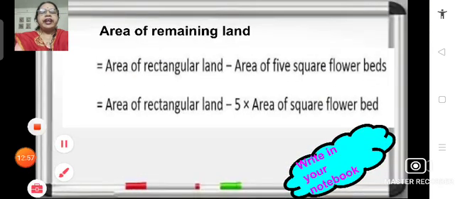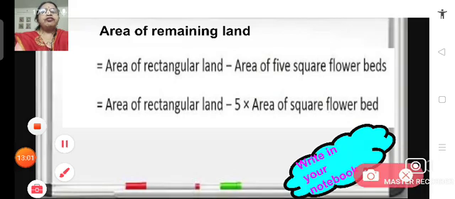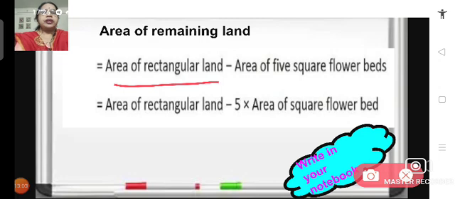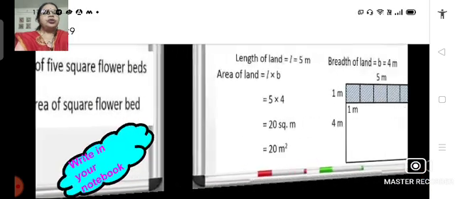So how do you find the area of the remaining land? What we have to do? We have to find the area of the rectangular land, and also find the area of 5 square flower beds and subtract the area of 5 flower beds from the area of the rectangular land. Then we will find the area of the remaining land, that means which is not having the flower beds. So let's see how we do it.